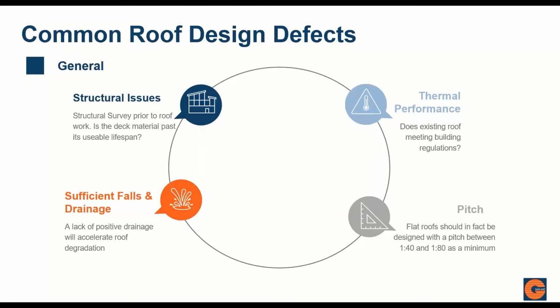And also the pitch, which also relates to the previous points about falls and drainage. We should always be designing to achieve 1 in 40 as per BS 6229, with the objective of achieving a minimum of 1 in 80. Therefore, we have no backfalls, we have no ponding water, and this takes into account any deflection or tolerance within the building structure.